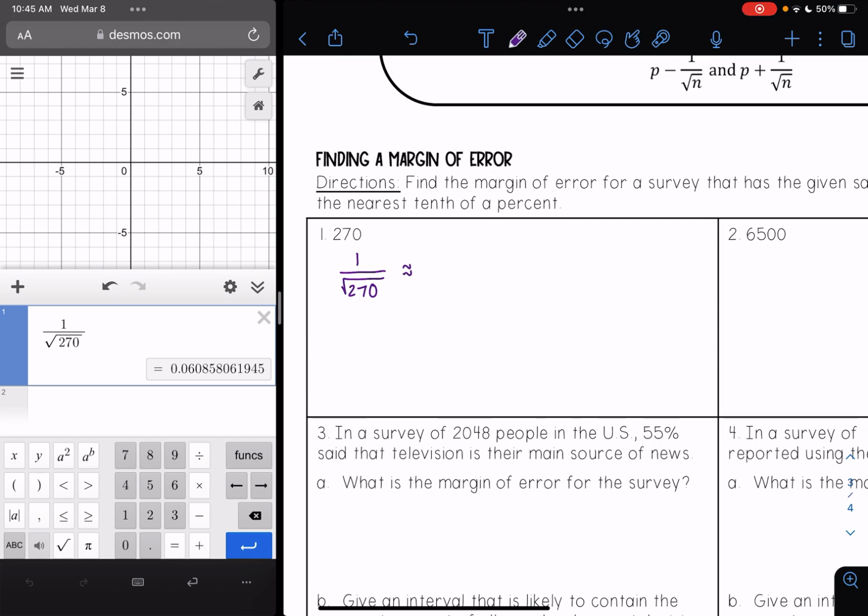I want to first round to 3 decimal places, and then change this to a percent. If I round this to 3 decimal places, I get 0.061. I know I have this plus or minus in front from my formula. Changing that to a percent, it's approximately plus or minus 6.1%.